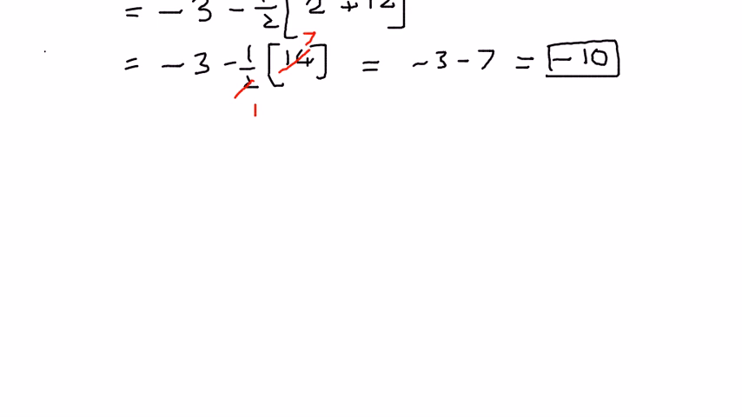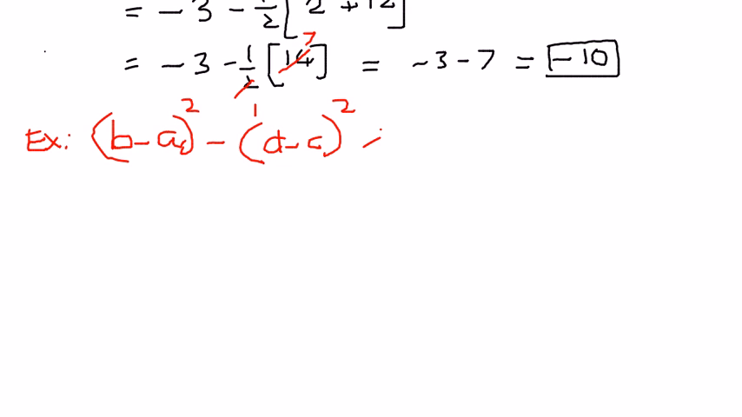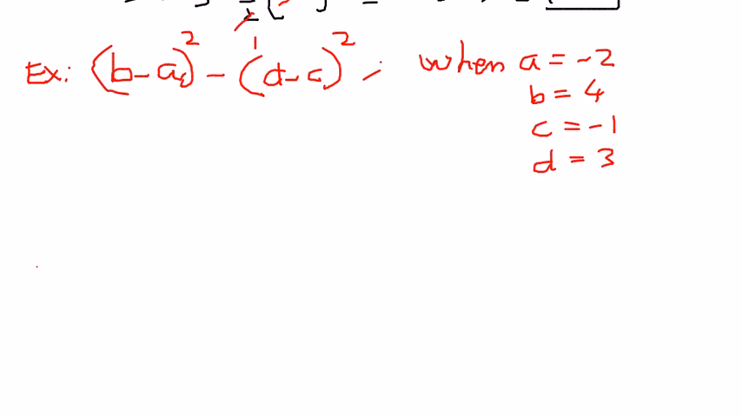In this example, let us say we want to evaluate this algebraic expression, (b minus a), the whole thing raised to the power of 2, minus (d minus c), the whole thing raised to the power of 2, and we want to evaluate this expression when the values of these variables are given to us as follows. A equals negative 2, b is equal to positive 4, c is equal to negative 1, and the value of d is equal to 3. So let's see what we can do if we have an expression of this type.